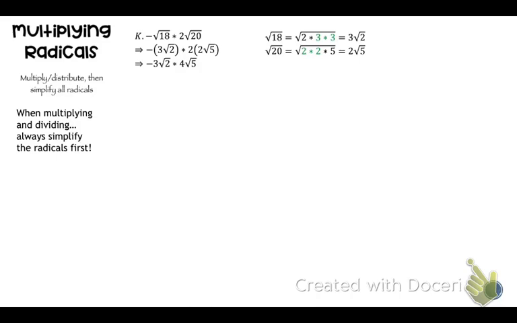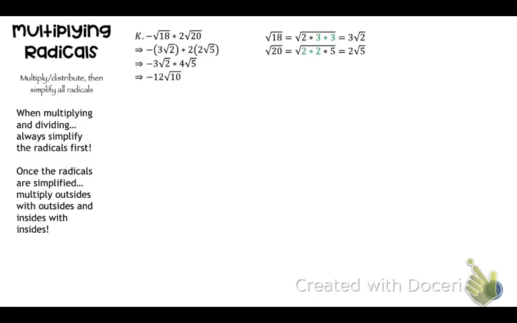Now, when you multiply radicals, it's outside with outside, inside with inside. So that's going to be negative 3 times 4 is negative 12. 2 times 5 is 10. So that's going to be negative 12 square roots of 10. Okay. Check to see if you can simplify it. You can't simplify that one, so you just leave that.